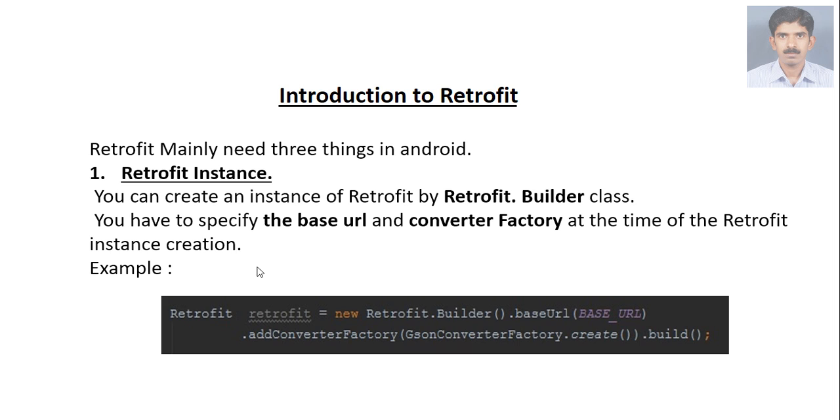Here is a simple example. Here we create an instance of Retrofit by using the Builder class. You have to specify the base URL through the baseUrl method. You have to specify the converter factory through the addConverterFactory method. Here we use the JSON converter factory, and finally you have to call the build method. This will return an instance of Retrofit.